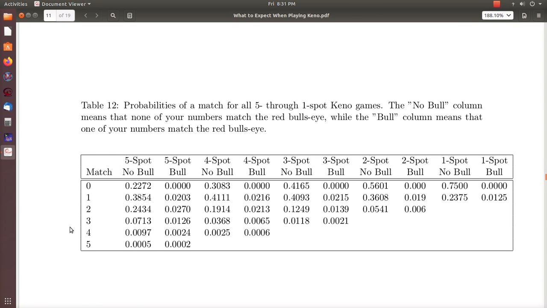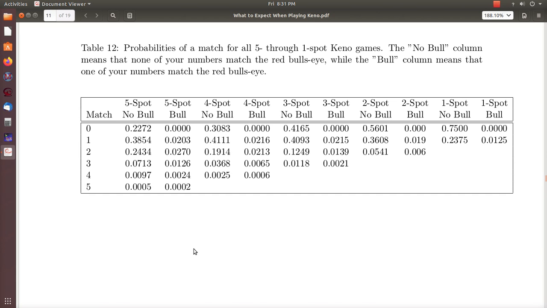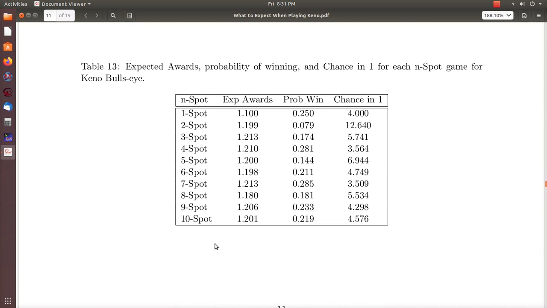Oh, first of all, we look at the other probabilities for 5 spot down to 1 spot. And so these are it, and I'll pause here for just a second. If you need to pause the video and study it, you can. We're not going to really talk much more about it. Now the expected awards. So this is on average. If you spend $2, because that's the cheapest game we can have, you bet $1, but you select Bullseye, so it's an additional $1.